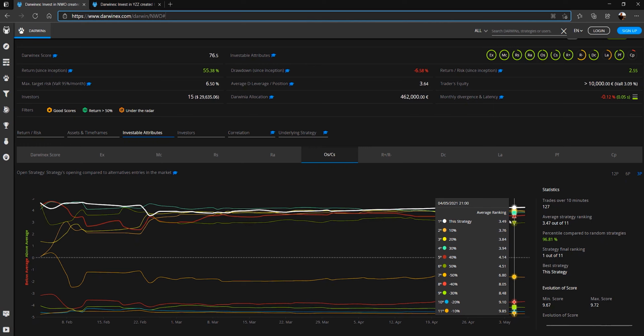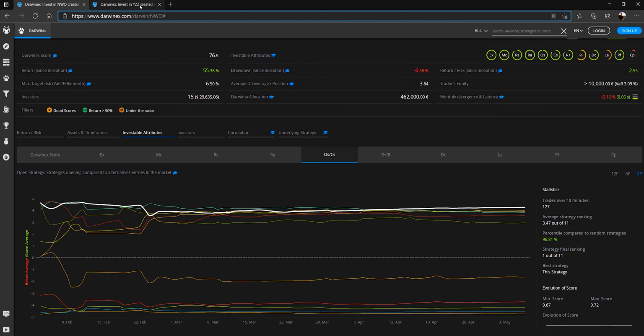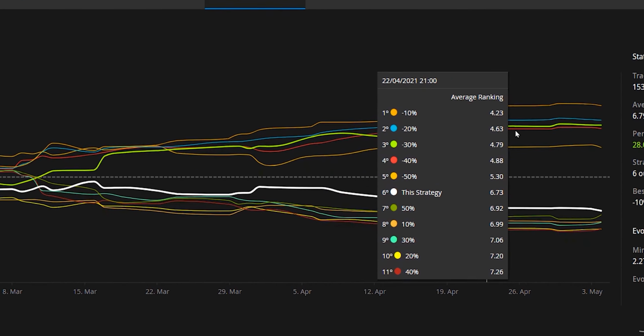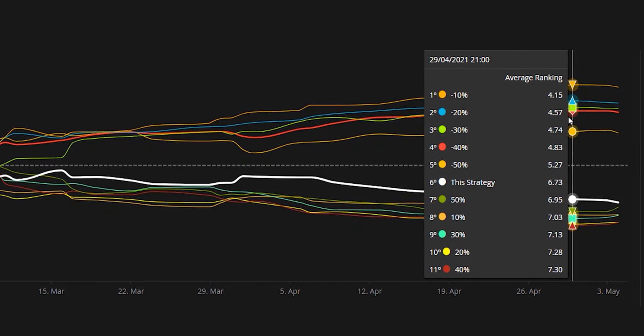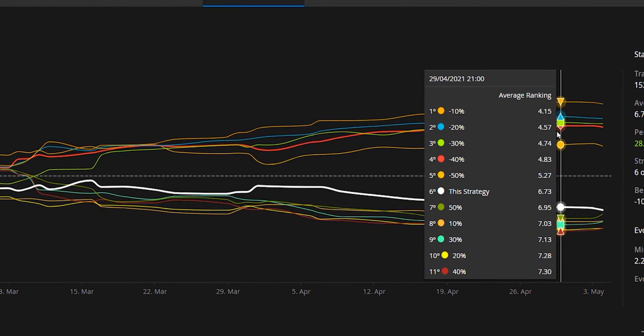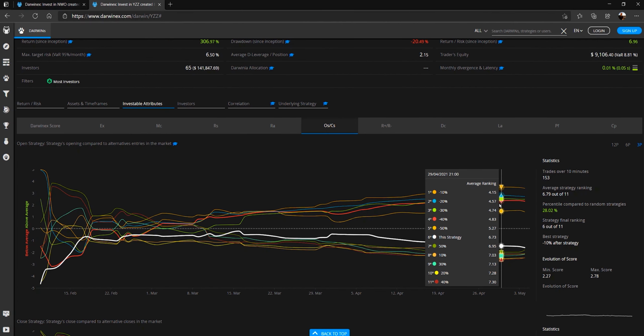So as I said, this strategy performs very well. Let's look at one that doesn't perform so well. And here you can actually see that there are 5 alternative hypothetical entries that perform better than the actual. And because all 5 of these are negative, it means that this particular system would benefit by entering trades earlier.